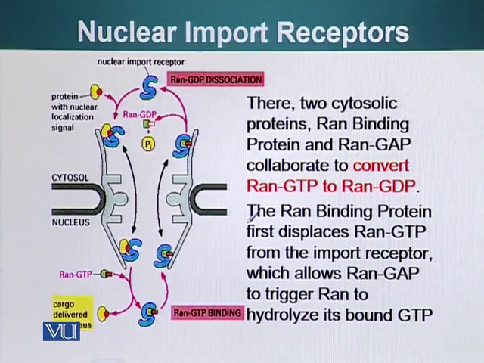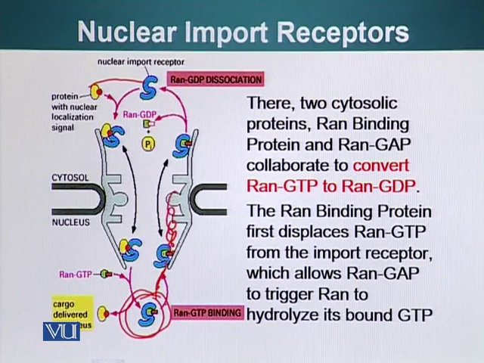Once the cargo has been unloaded, RAN-GTP, when it binds the import receptor, again causes a conformational change in this receptor, and now it can bind the FG repeats. Remember, our import receptor cannot bind FG repeats unless it is attached to the cargo protein. Here we don't have the cargo protein. RAN-GTP is sort of supplementing the function of cargo protein, allowing this import receptor to bind FG repeats. Again, this receptor crawls its way through and goes to the cytoplasm.